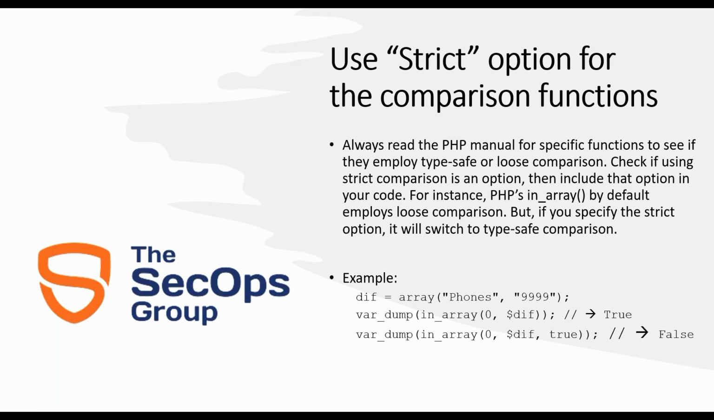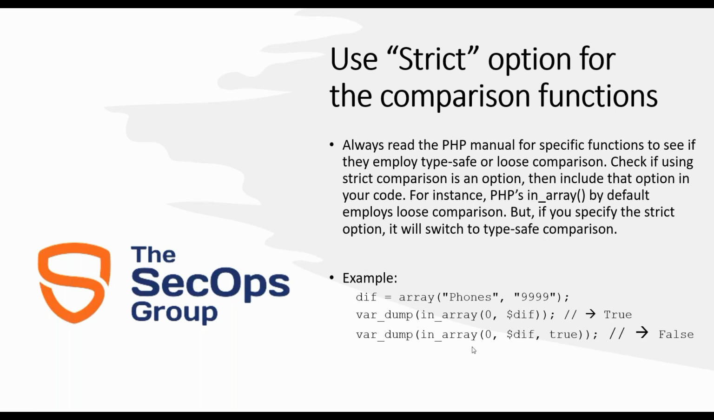Now you can see in the example that there is an array. There is an array of phones and some value. And in the next line, you can see that we are not using any strict option in this one. I mean, we are not strictly comparing this value, and we are trying to find the zero in this array. And we can see there is no zero in this array, but this condition will yield true because we are not using strict comparison for this one.